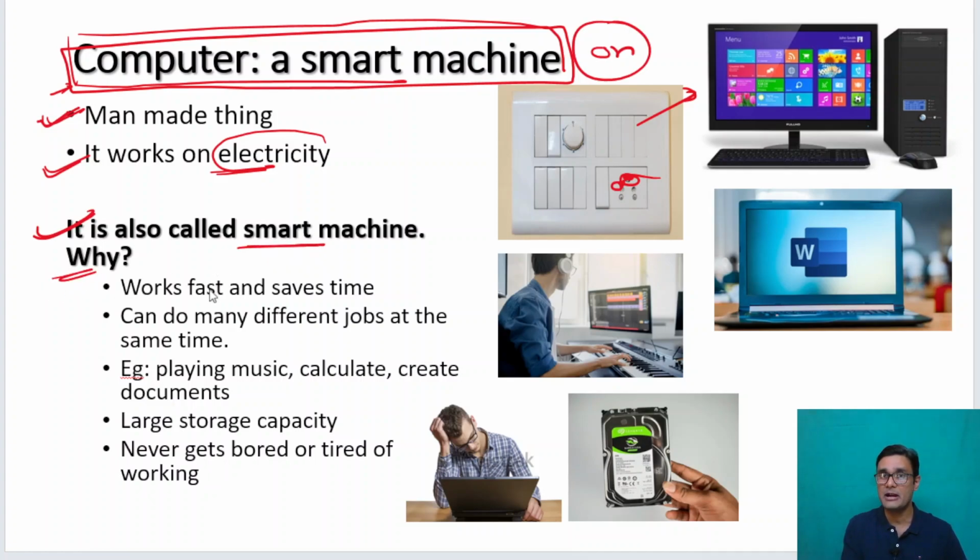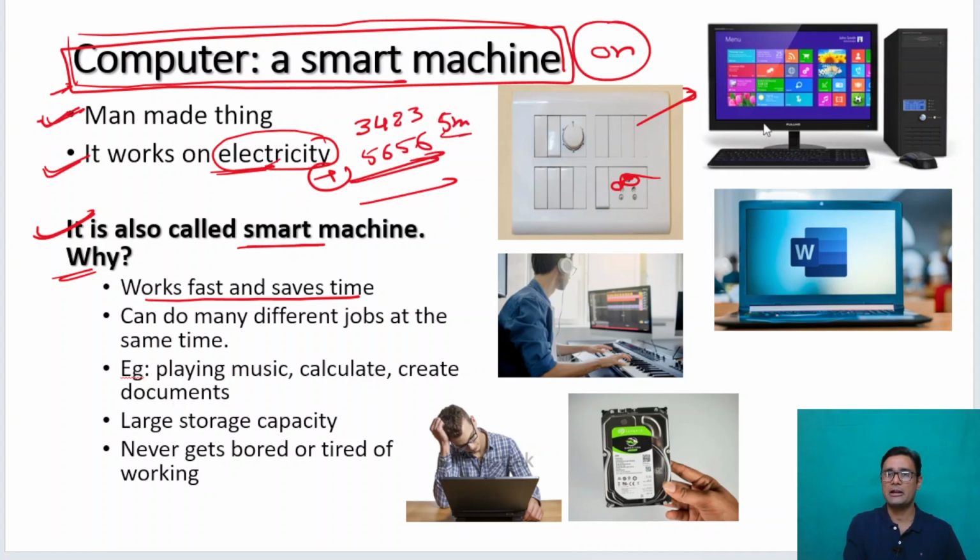Okay? Computer is called a smart machine. Why is it called a smart machine? Because it works fast and saves time. Suppose you have to add two big numbers like 3,423 plus 5,656. Such big numbers you have to add together. You will have to count. It may take you 5 minutes. But a computer can do it in 1 second or less than 1 second. Like this it can make it. So it is very fast and does not make any mistakes also. And so it saves a lot of time.